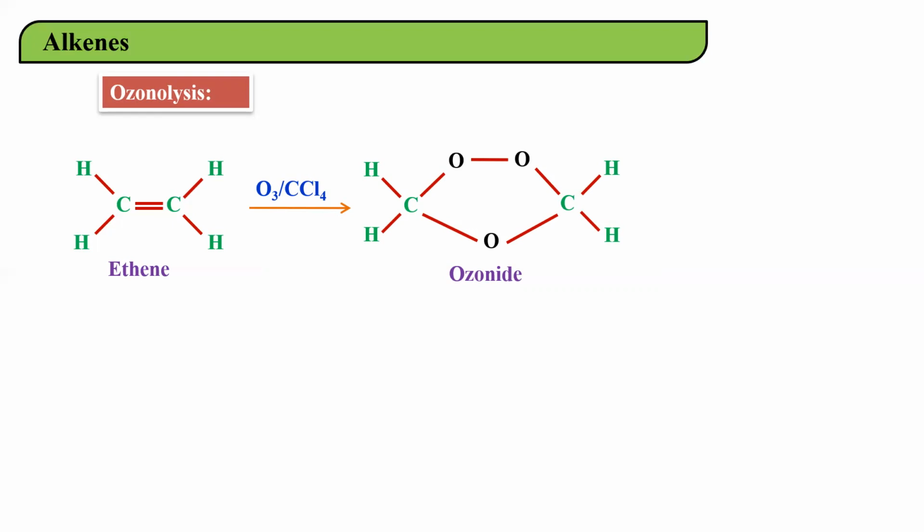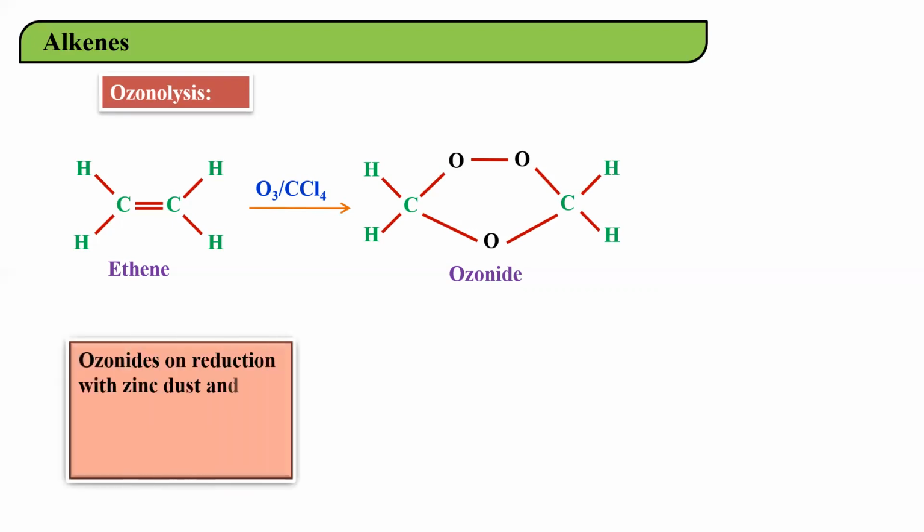Now what happens? वैसे तो ये ozonoid stable होता है. But when this ozonoid is reduced or when it is heated with zinc, it gets converted into corresponding aldehydes or ketones or a mixture of both. देखते कैसे होता है ये? Let's see.